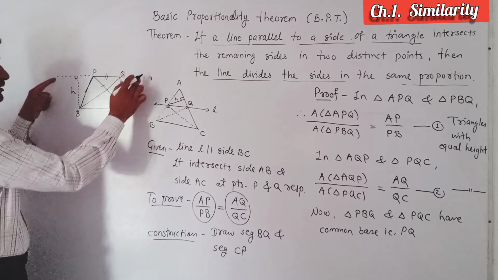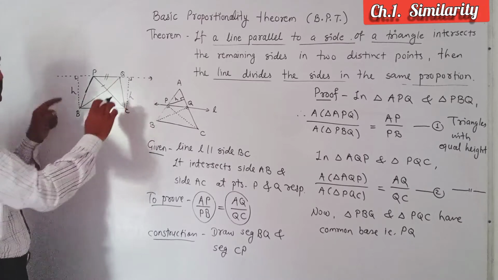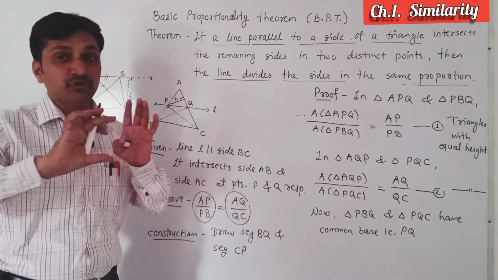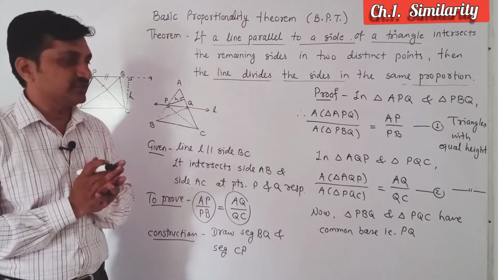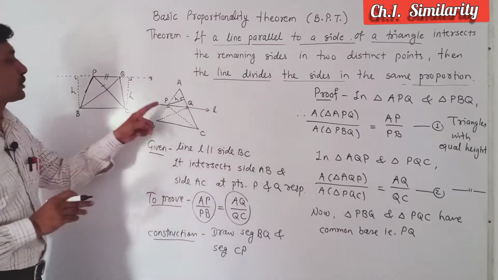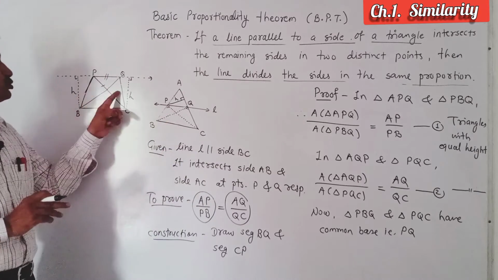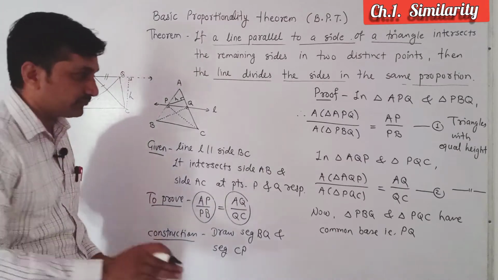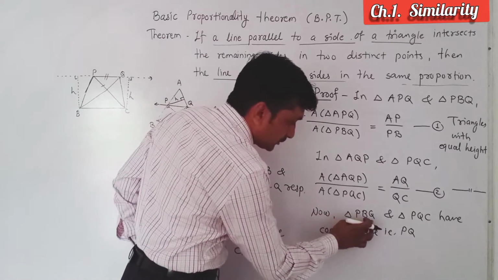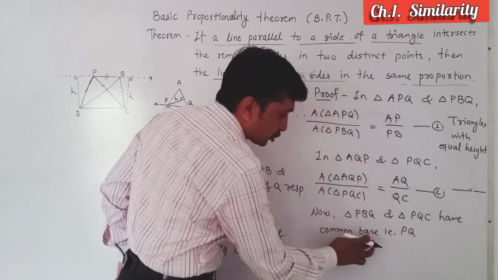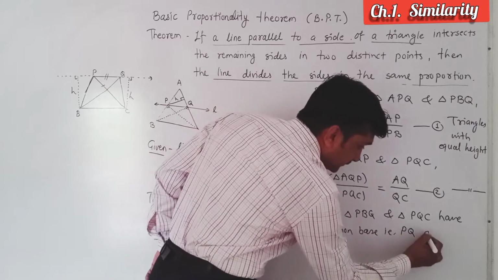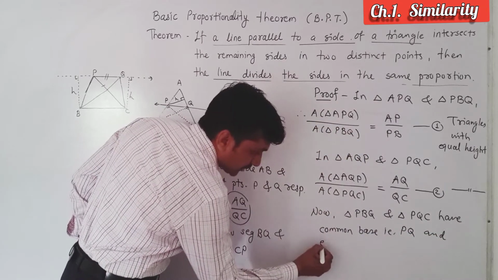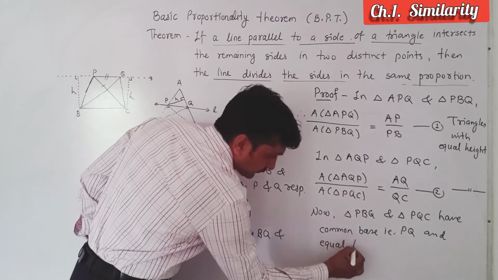Now as L is parallel to BC, heights are always the same. That property we know: heights between parallel lines are always equal. Therefore, as these two triangles lie between parallel lines, their heights are also the same. Therefore, we can write that triangles PBQ and PQC have a common base, that is PQ, and equal height.